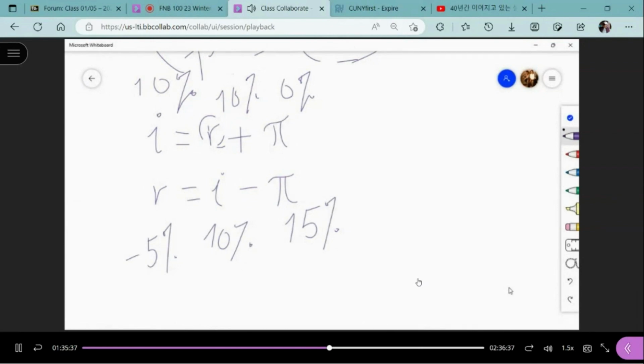Then negative 5%. What does this mean? What does negative real interest rate mean? Maybe the money is more expensive than before. No, actually, when there is inflation, money loses purchasing power, so money becomes less valuable. Money loses value. But first of all, can you imagine what a negative interest rate is? Negative nominal interest rate, even.